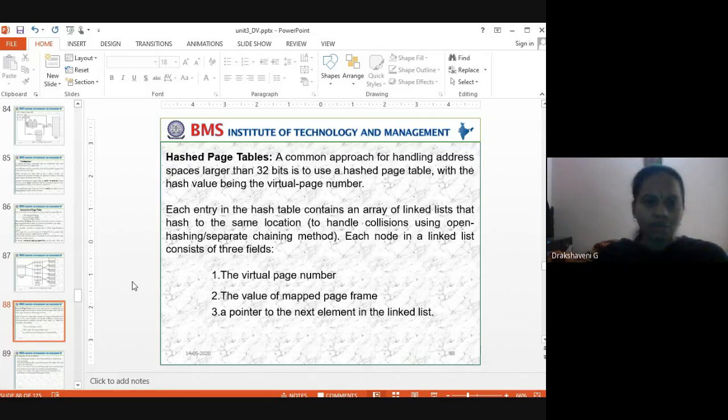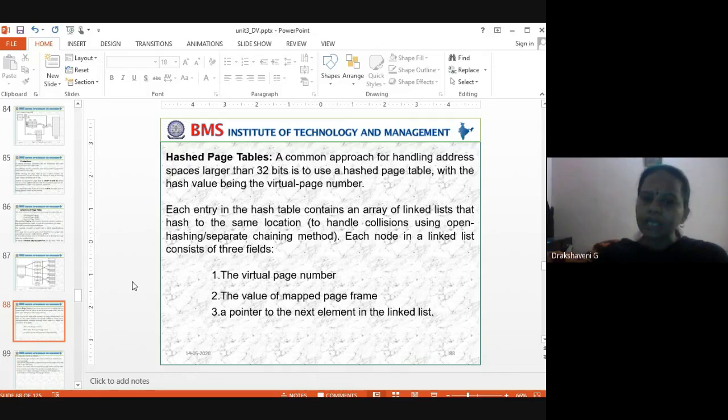One is a hash table. Each entry in the hash table consists of an array of linked lists that hash to the same location. Each node in a linked list consists of three fields: the virtual page number, the value of the mapped page frame, and a pointer to the next element in the linked list.